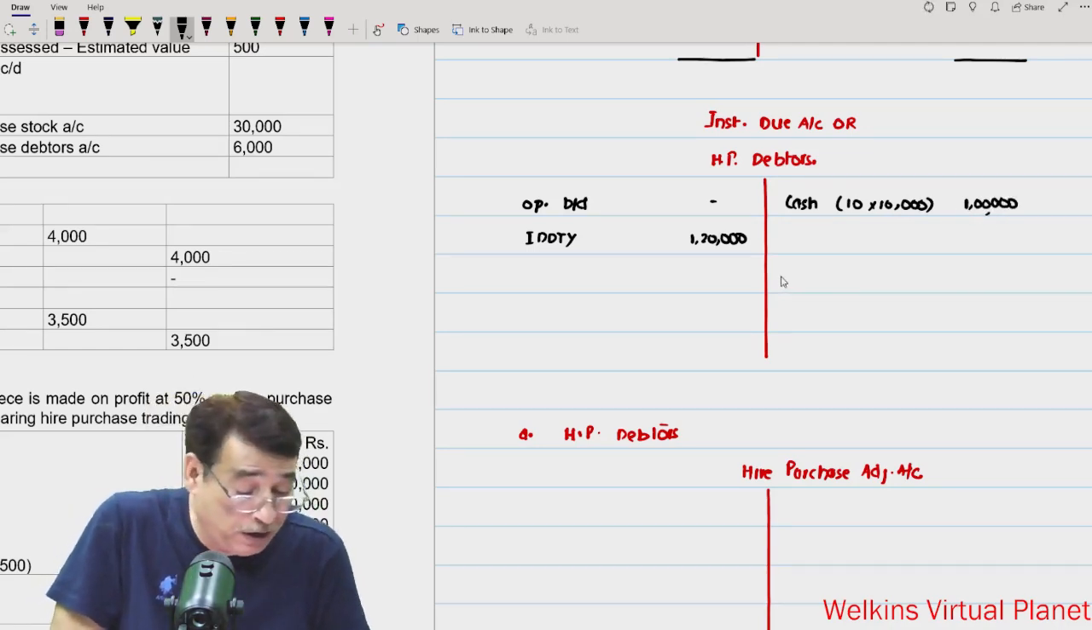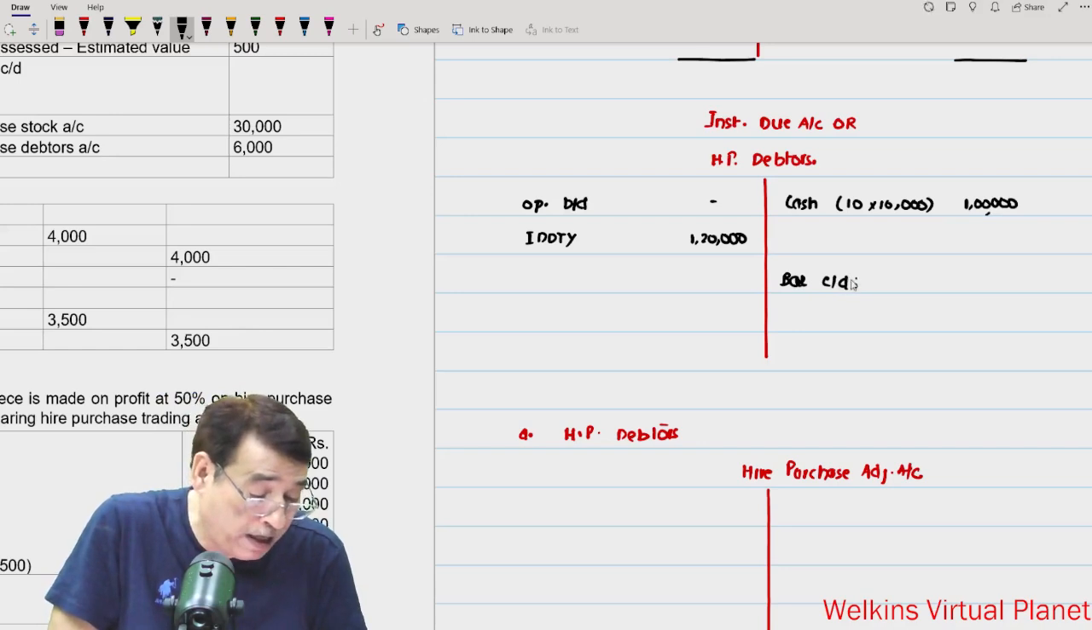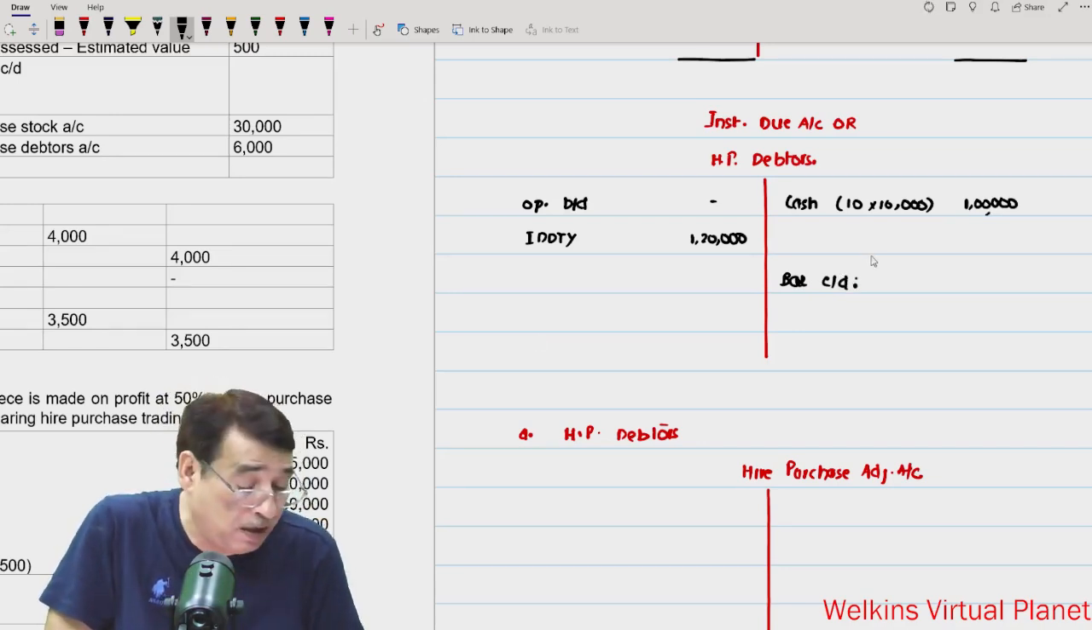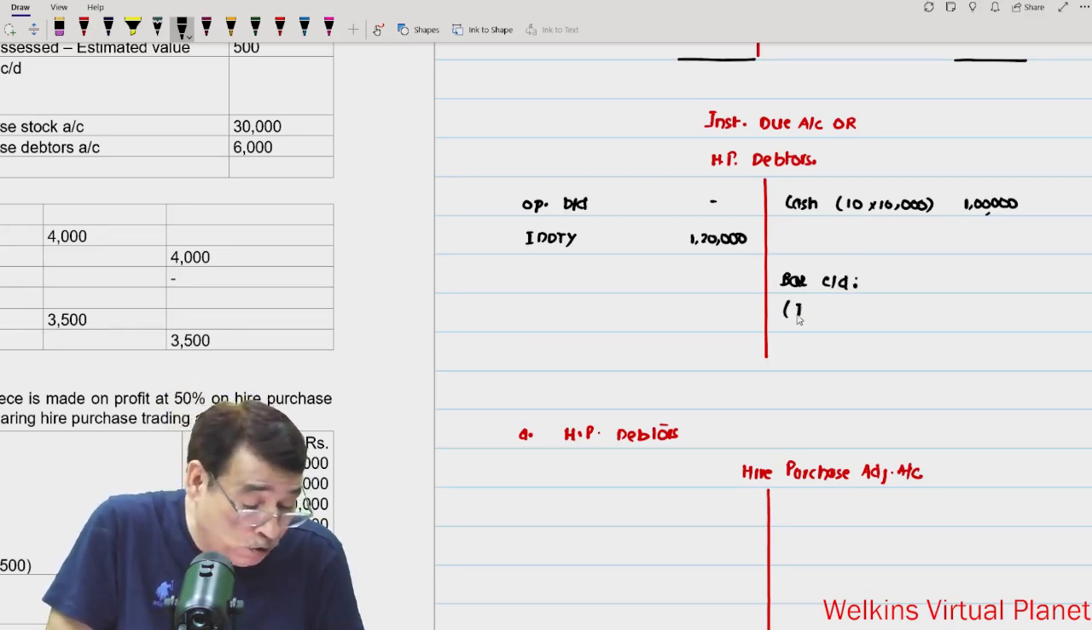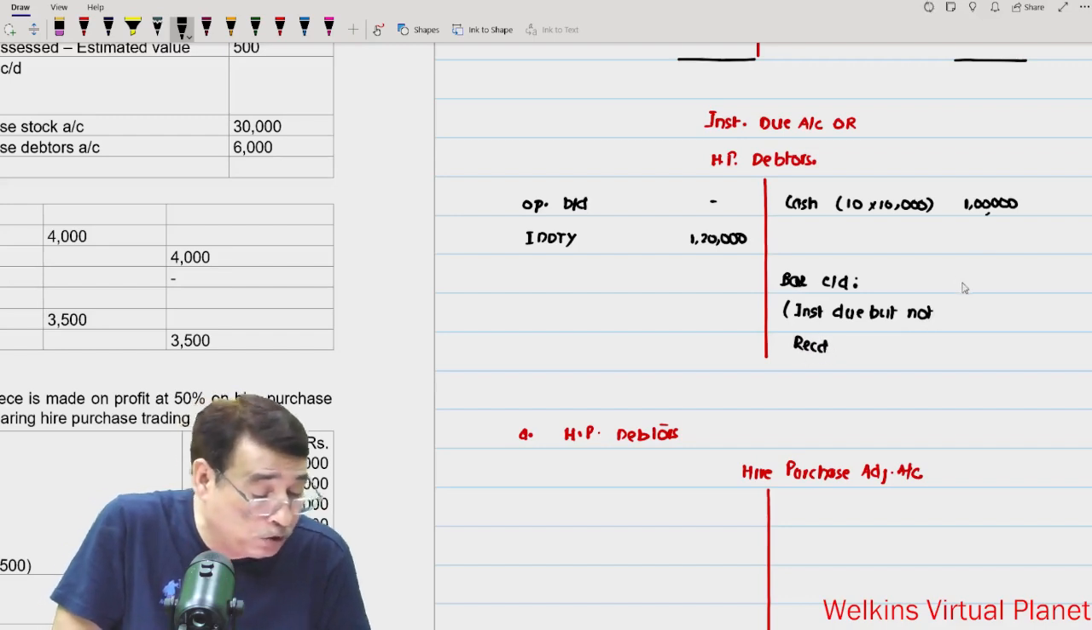So at the end of the year, balance carried down. So this balance carried down of hire purchase debtors, what does it mean? It means installment due but not received. So installment due but not received will be equal to 2 into 10,000. Out of 12, only 10 installments were received, so 20,000 are still due.